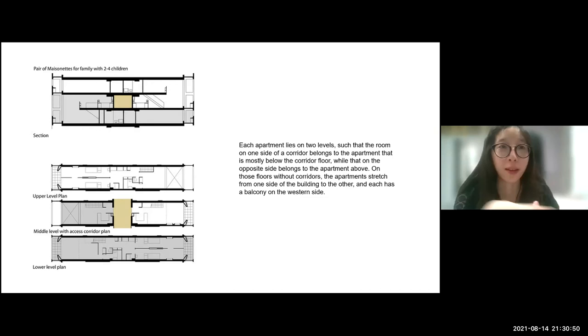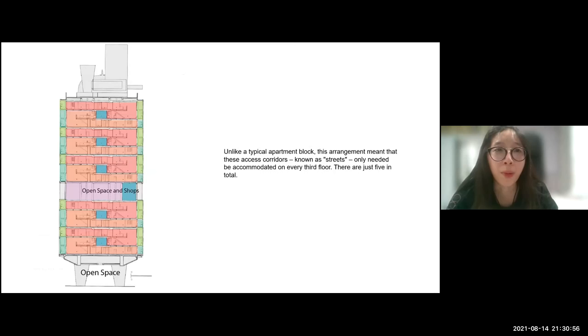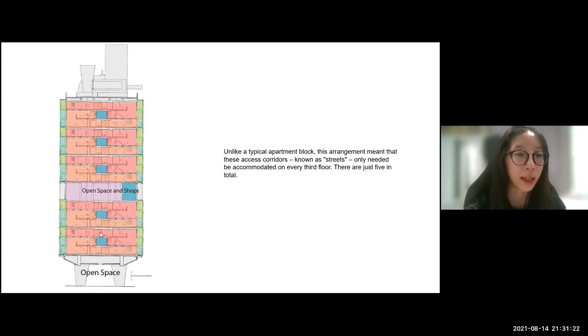It's not like a typical apartment because of this unique space planning. Because of this arrangement, the access corridors, what we call the street in the sky, only need to be accommodated on every third floor. So you can see the blue one colored in is the only corridor in this building. It just appears every three floors. A little bit extra is that the bottom is an open space as well, and the middle, shown in purple, is an open space as well.